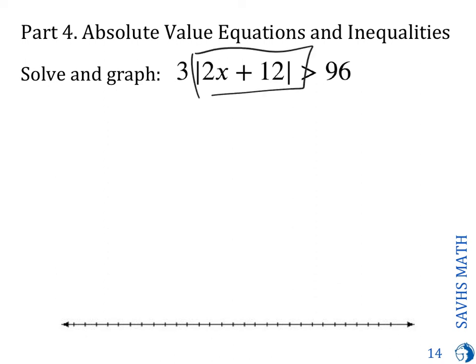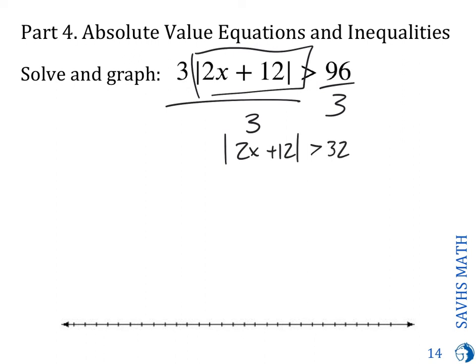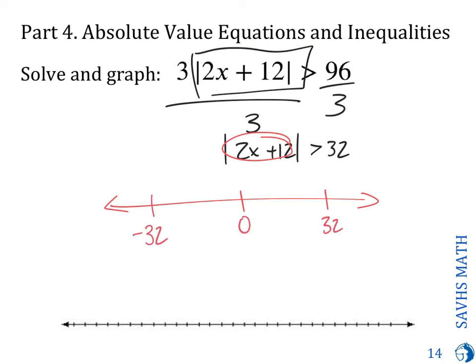Okay, this is a greater than inequality, and what I'm going to do is start by just getting the stuff that's inside the absolute value by itself, and then I'll let you finish the problem by yourself. So I'm going to divide both sides by 3. And I get the absolute value of 2x plus 12 is greater than 32. So here's what this is saying. Whatever is inside the absolute value, the distance from 0 is greater than 32. So here's where 0 is. Here's where 32 is. Here's where negative 32 is.